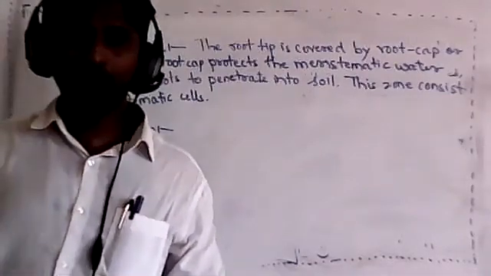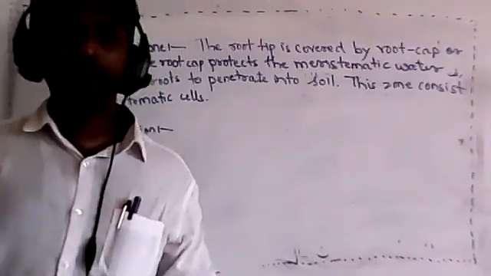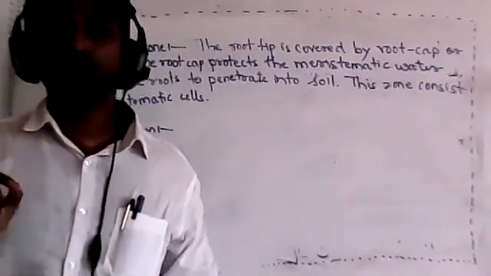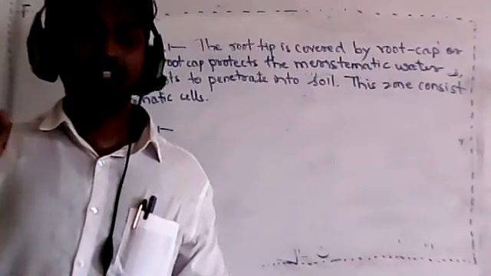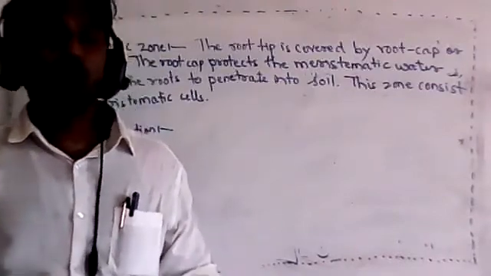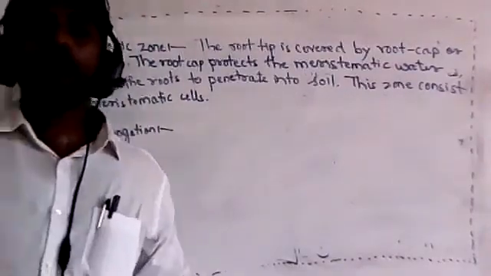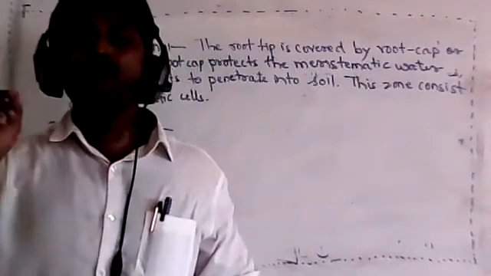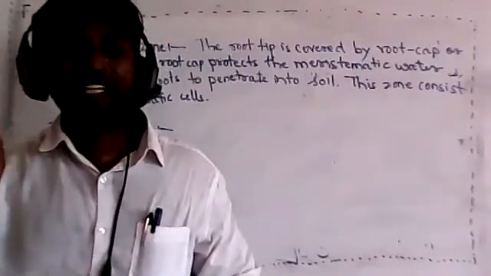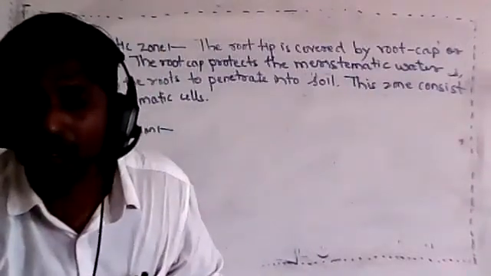Bracket open: this layer of cells provides mechanical support. Okay, and one more layer is vascular tissue.